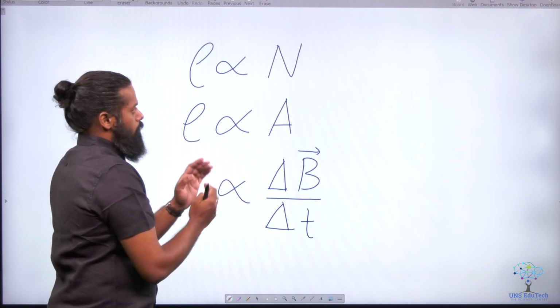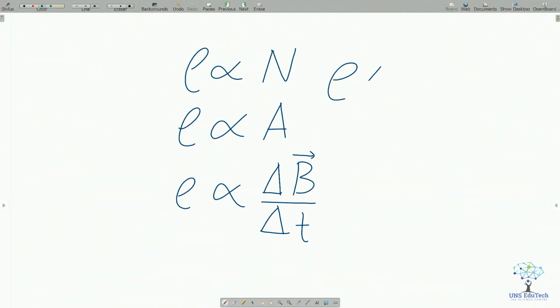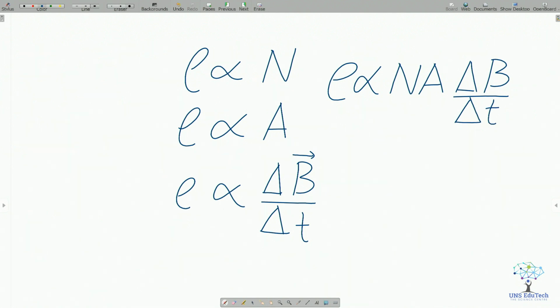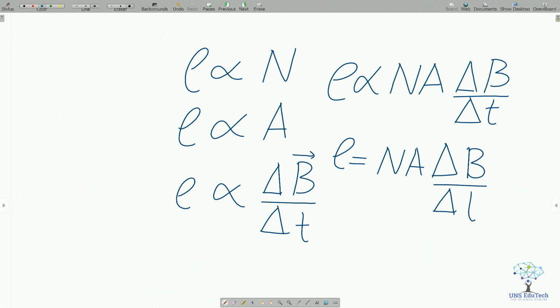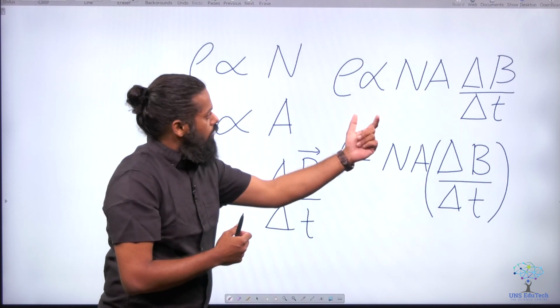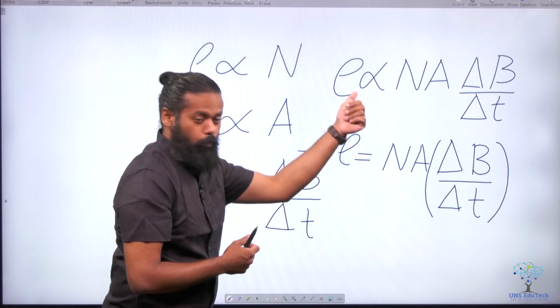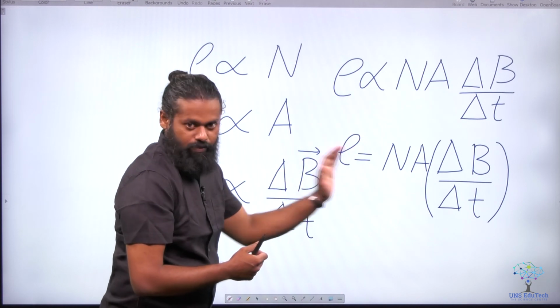Now, if we combine all this proportionality together, we can write that E is proportional to N into A into delta B divided by delta T. Delta is a Greek letter which represents a small change. Now, we can equate: E will be equal to N A into delta B divided by delta T. This is a single quantity. In SI units, if you put all values in SI units, the proportionality constant will be 1. That is why we are not mentioning it.